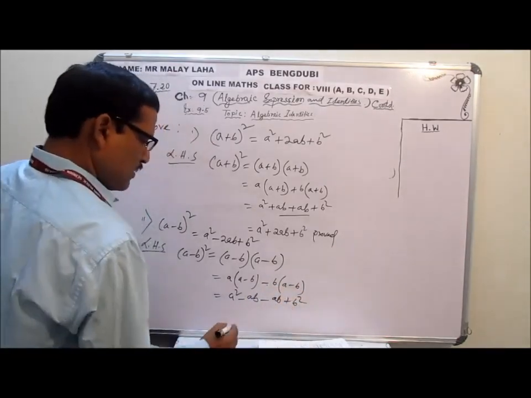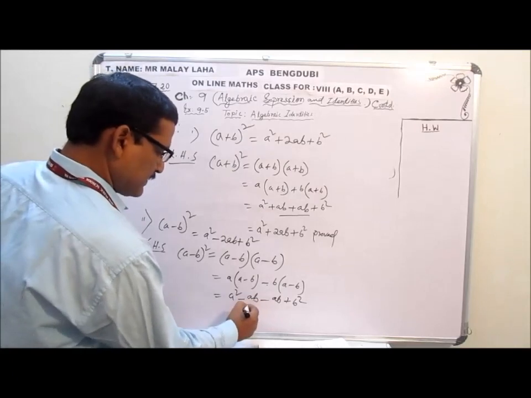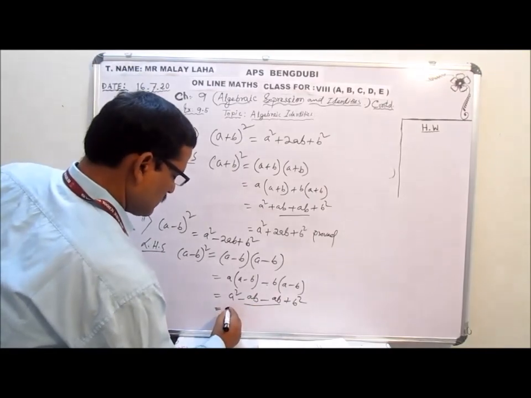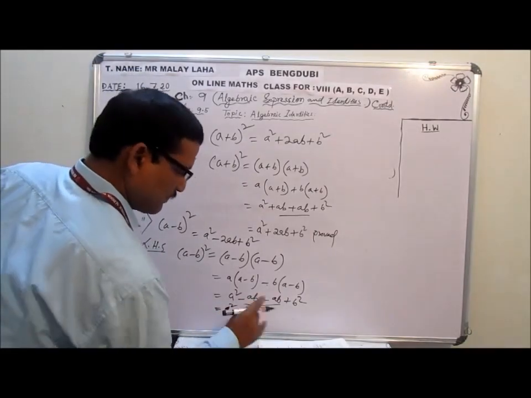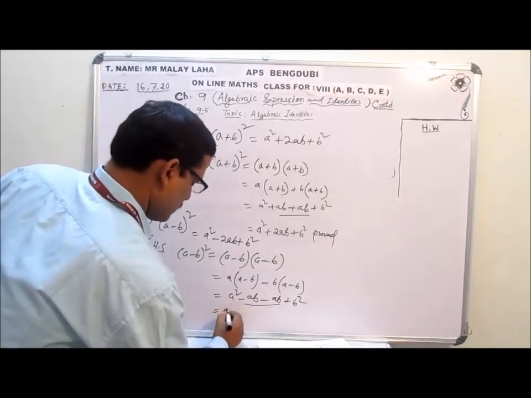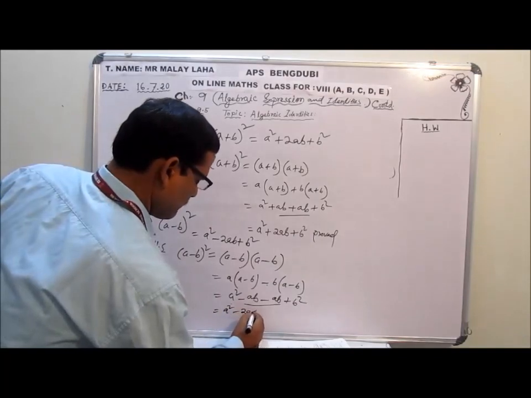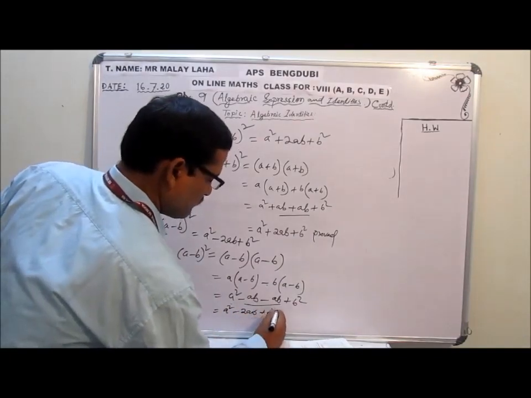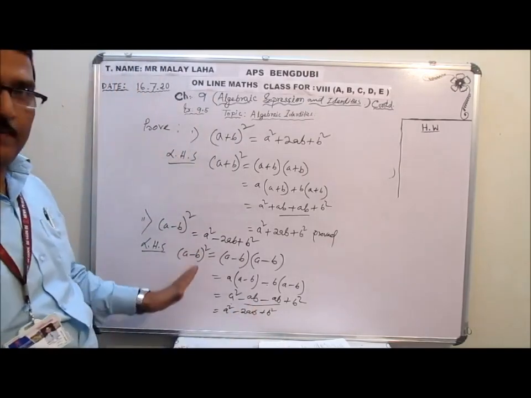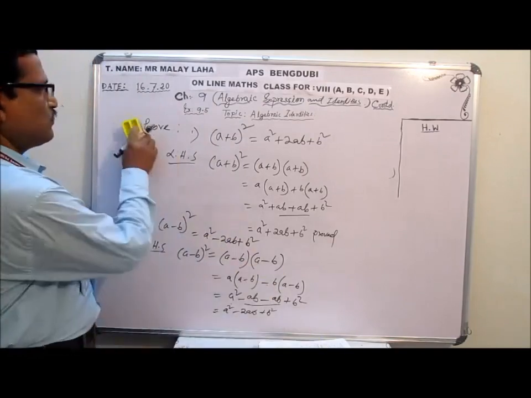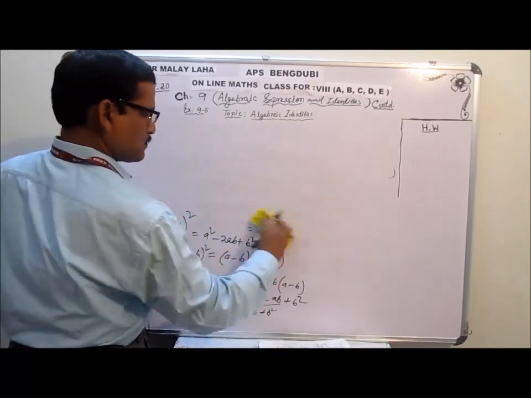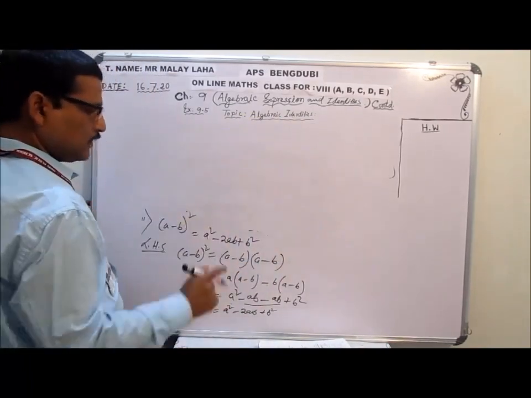So you see how many ab's are there? Minus ab, minus ab. ab is the like term here, so you have to write down a square minus 2ab plus b square. So this is the second identity I have proved. It happens. Okay. Now coming to the third one.